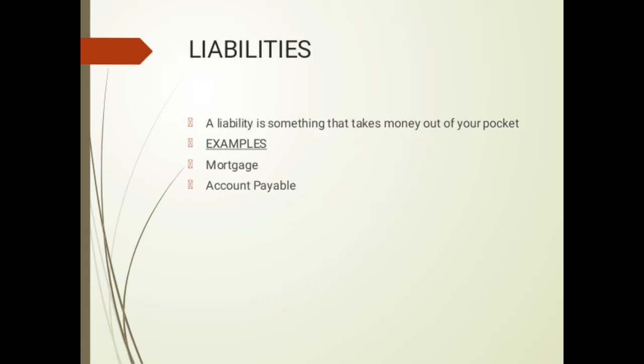Next, to look at liability. Liability is something that takes money out of the pocket of the business. For example, a mortgage. If the business takes out a loan, uses the loan to build land, at the end of the year they need to pay that mortgage or that loan. Then accounts payable. If a supplier supplies money to the business and the business agrees to pay him later, that's a liability.